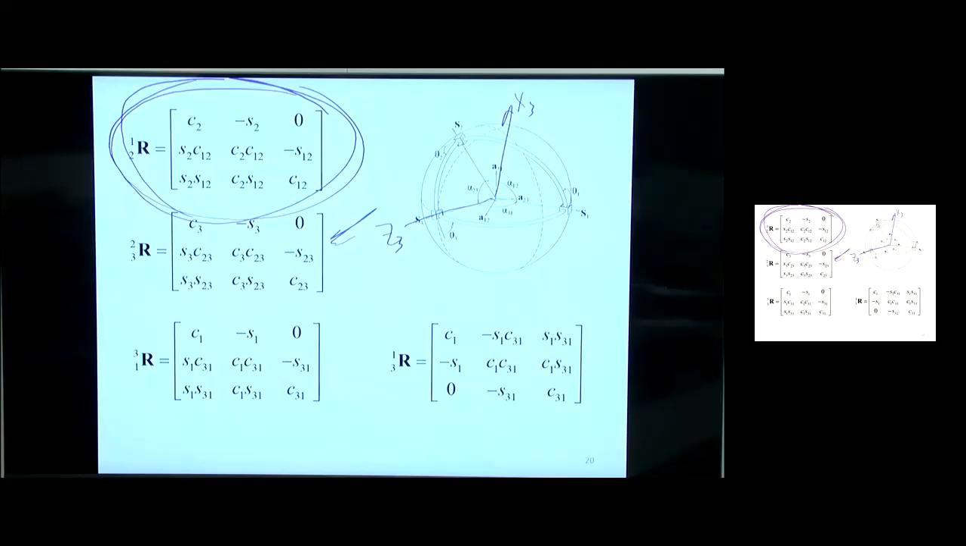And I could say, imagine the first coordinate system is aligned with the third. I'm going to rotate alpha 3,1 about the x, and then theta 1 about the z, because I'm going 3 to 1. So again, 1 is aligned with 3. We're going to rotate alpha 3,1 about the x, followed by theta 1 about the z, and that'll get you into the first.